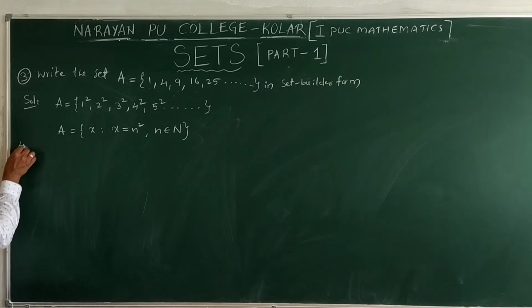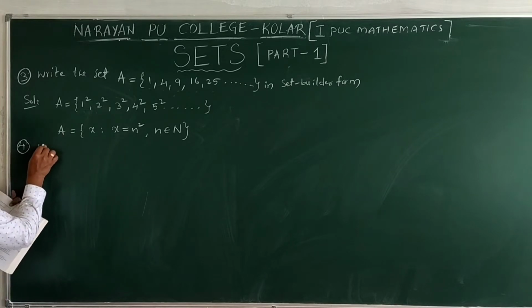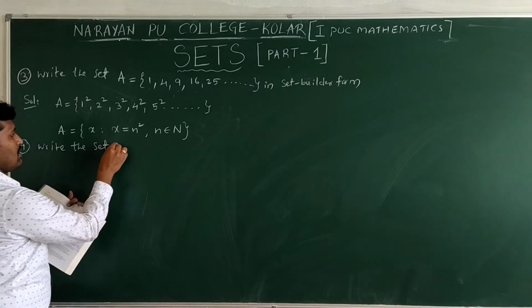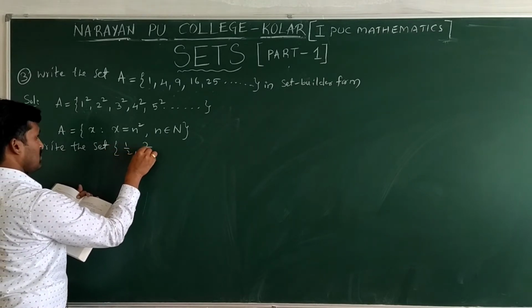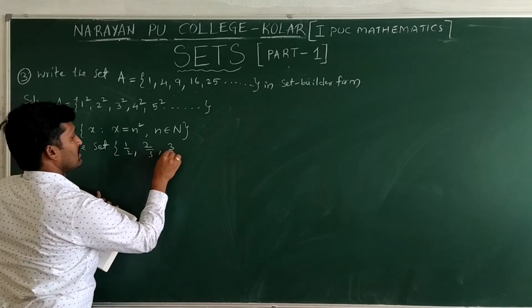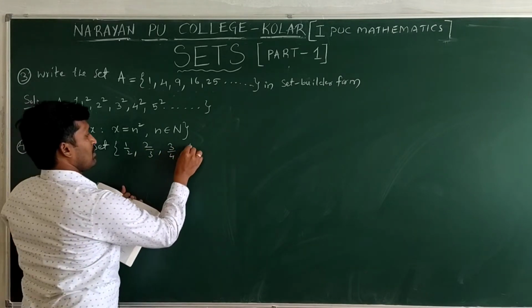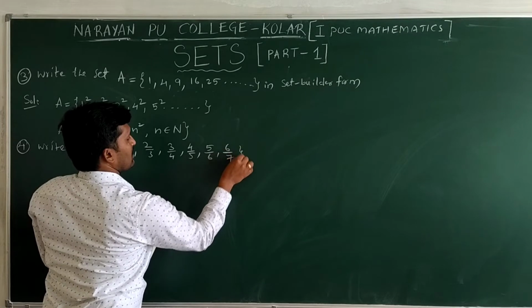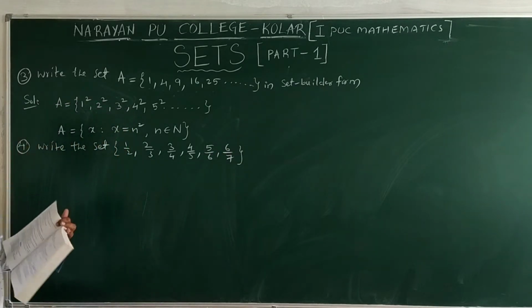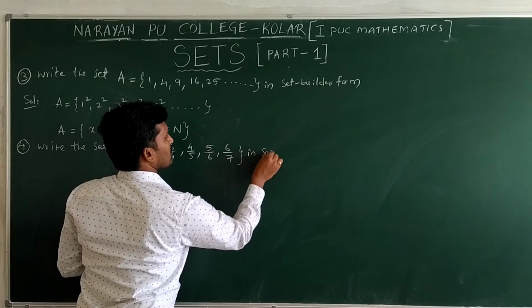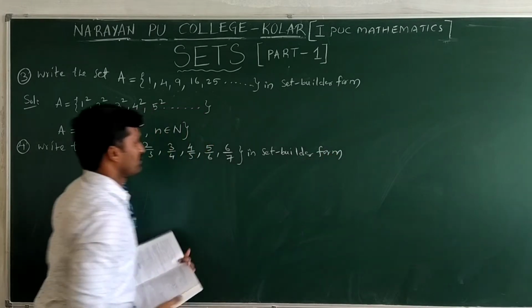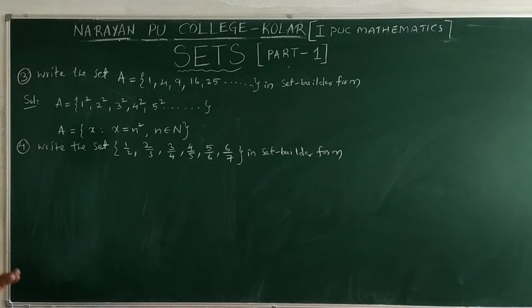Okay. Next, question number 4. Write the set of 1 by 2, 2 by 3, 3 by 4, 4 by 5, 5 by 6, 6 by 7 in the set builder form. This given set will be written in the set builder form.